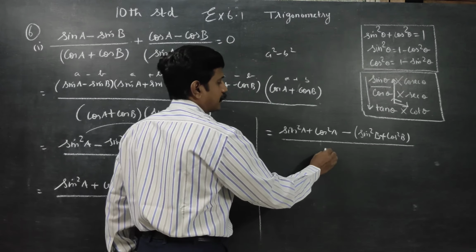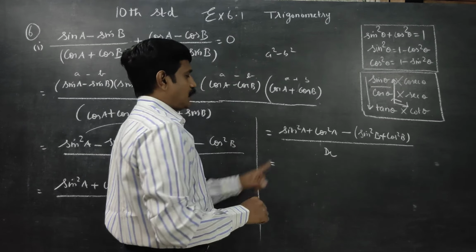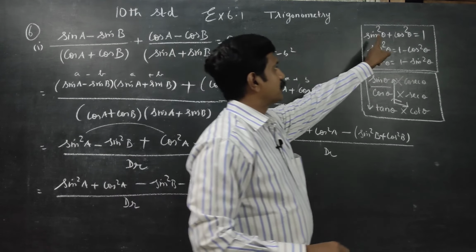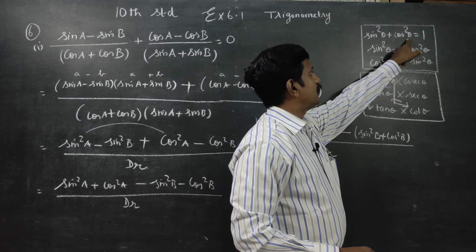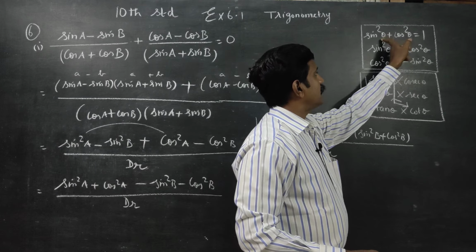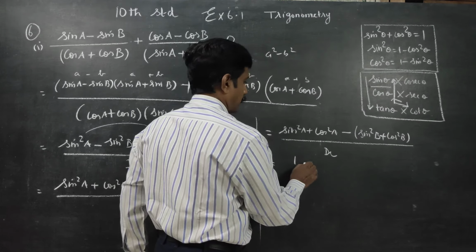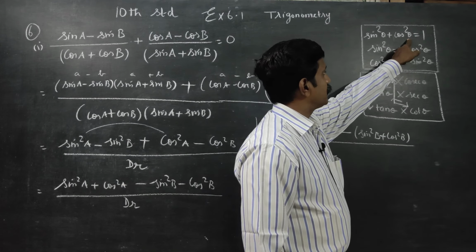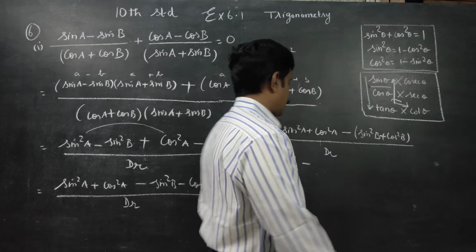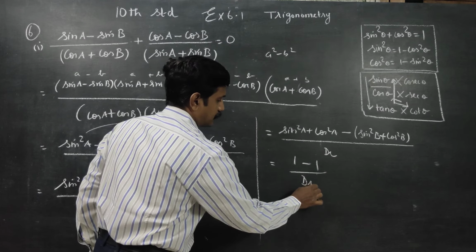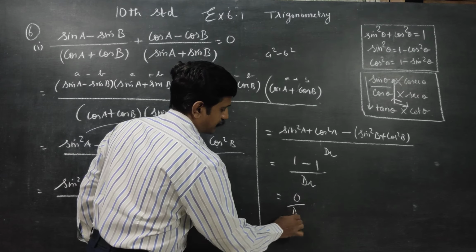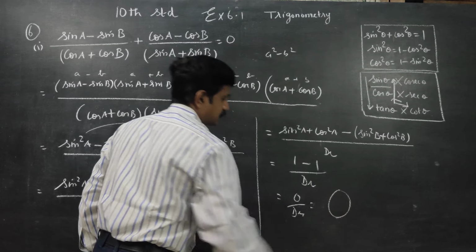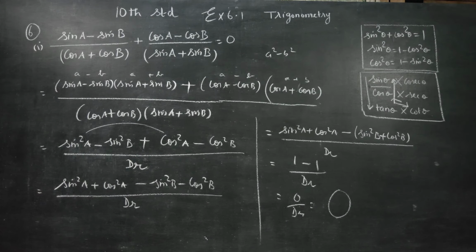All divided by the denominator. What is sin square theta plus cos square theta? Whatever the angle, it is 1. Minus, here look, sin square B plus cos square B. Here B, here B, the same letter, so the answer is 1. By the denominator. What is 1 minus 1? 0 by the denominator. 0 by anything is 0, hence proved.